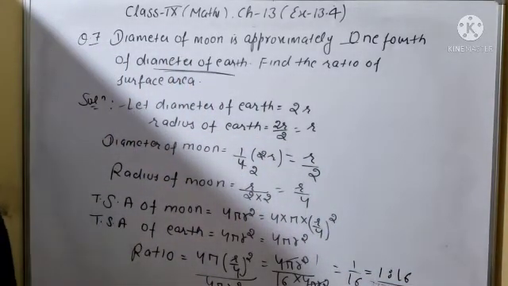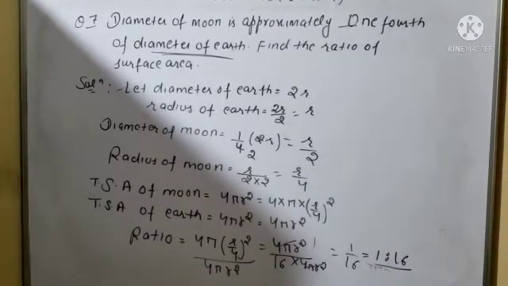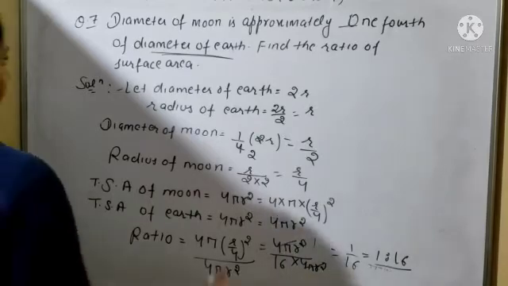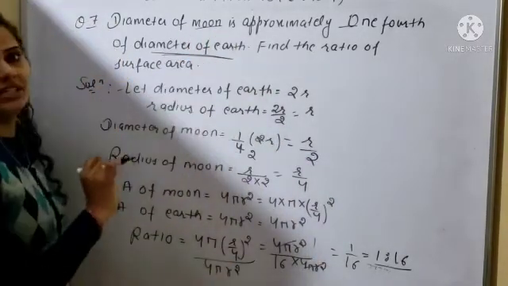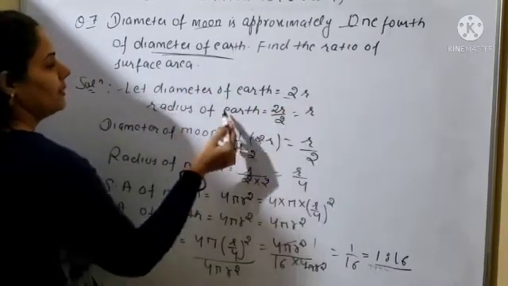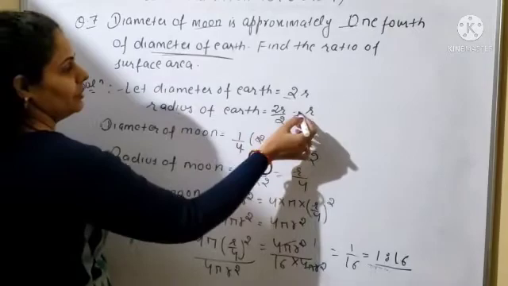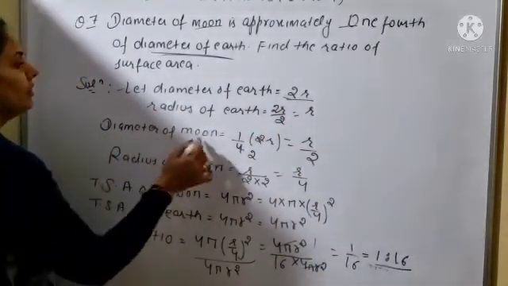So what is given in this question, beta? Diameter of moon is approximately 1/4 of the diameter of earth. moon की जो diameter है वो 1/4 है किससे? diameter of earth से. So first we will assume that let the diameter of earth is 2r. So what will be the radius of earth? So it will be 2r upon 2, half of the diameter. So it will be r. Clear?